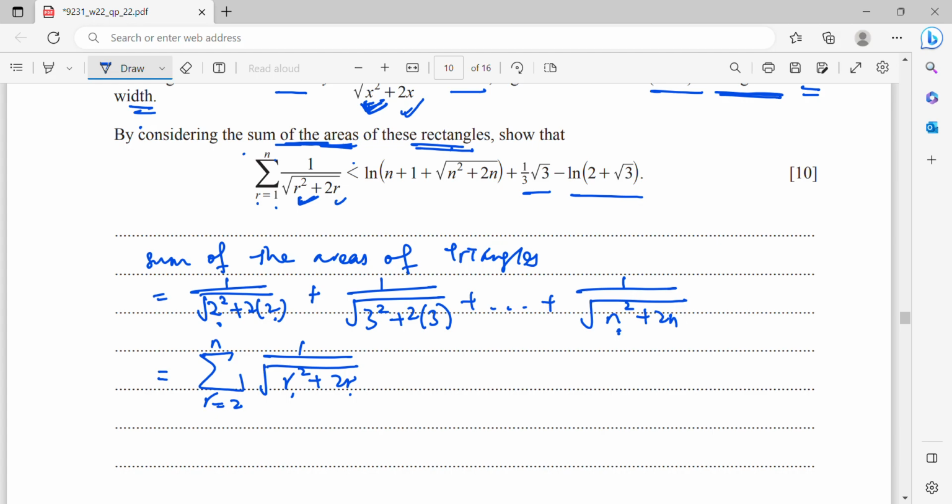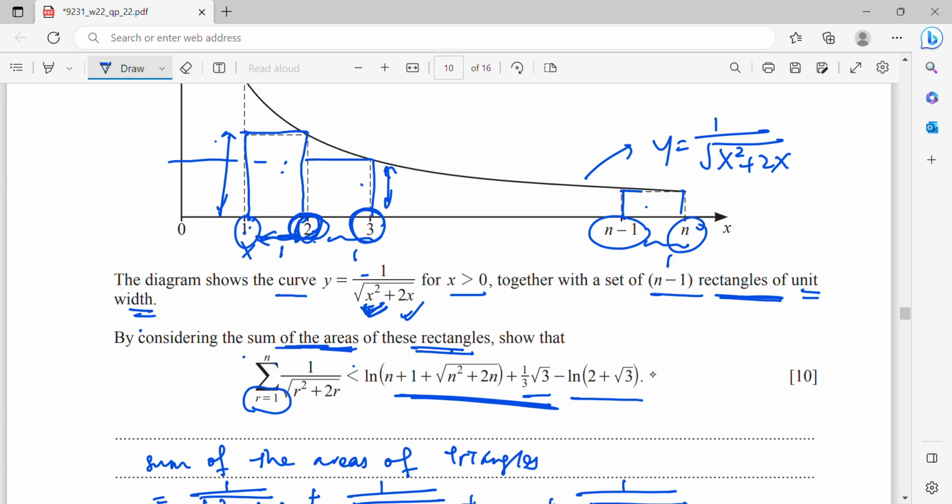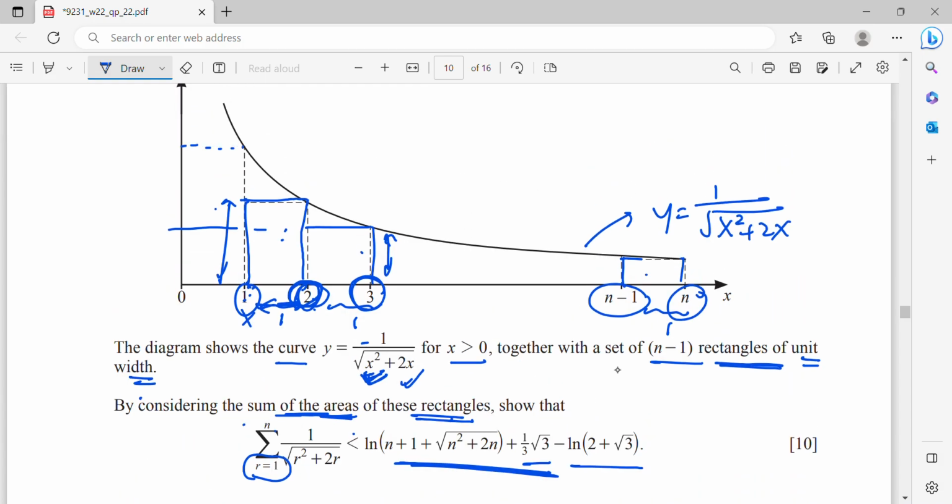This is our sum. But now if you refer to the inequality that we are going to show, your r starts from 1. So it means that later we need to change to r starts from 1 instead of r equals 2. How do we get this right-hand side? Now, this right-hand side is basically the area under the curve, because we know that the area under the curve is more than the sum of the rectangles, or I would say the sum of the rectangles will be less than the area under the curve.